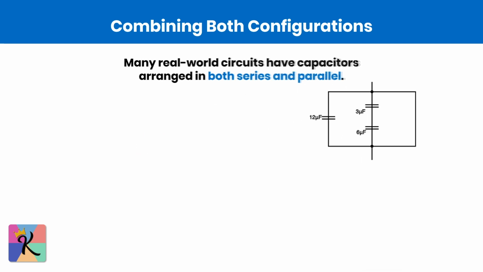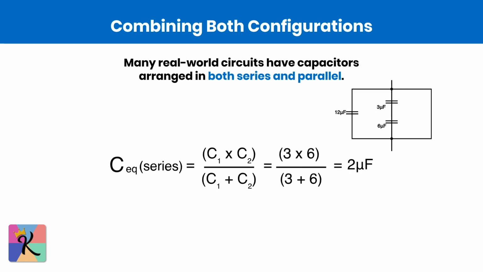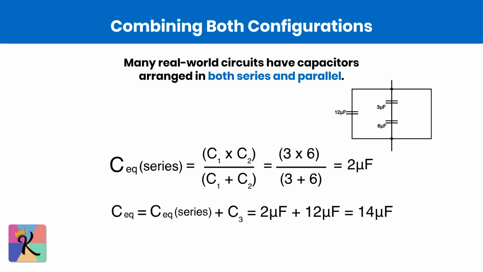First, simplify the series combination using the product over sum formula. 3 times 6 divided by 3 plus 6 equals 2 microfarads. Next, combine this result with the 12 microfarad capacitor in parallel. 2 plus 12 equals 14 microfarads. The entire circuit now simplifies to a single 14 microfarad capacitor.